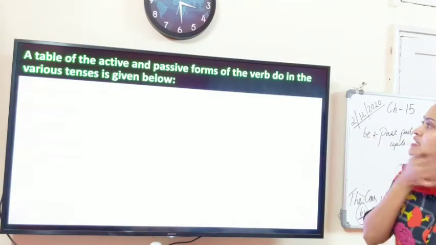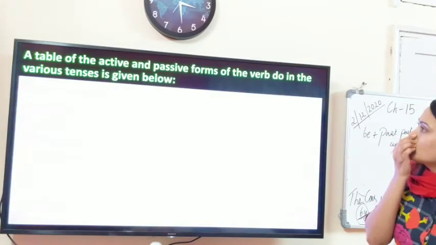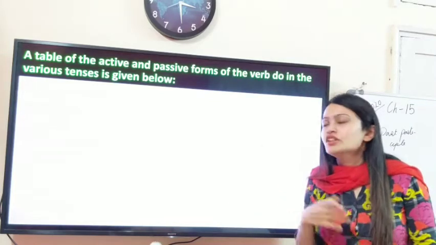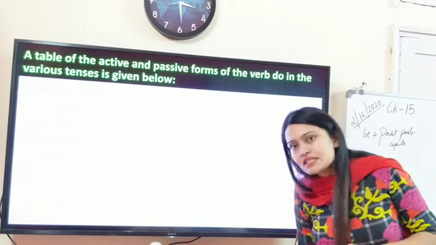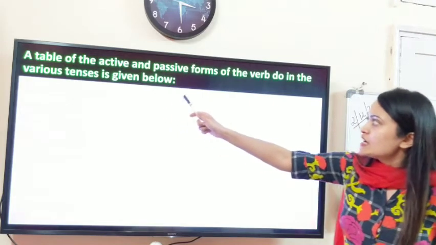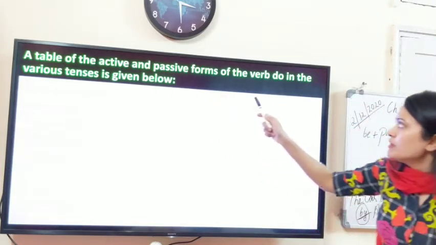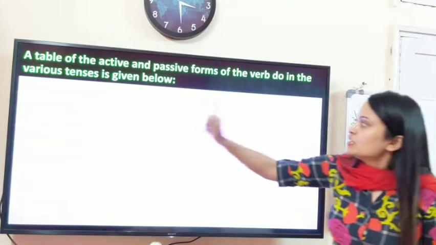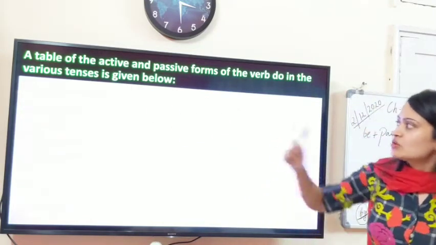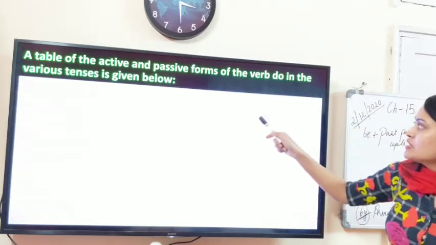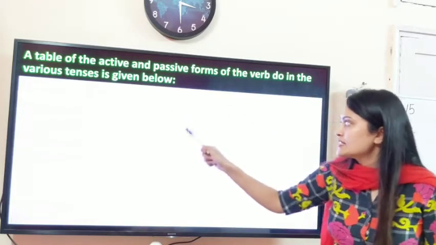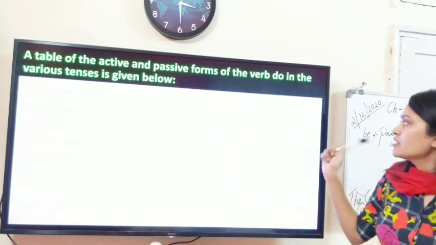Now this table, a table of active and passive form of the verb do in the various tenses, is given below. This table, just go through it again and again, children. The more you go through it, you will make lesser mistakes in changing the active to passive voice. Okay, so he does it, in the simple present, will become it is done by him. He is doing it. We will not change the tense, you know. He is doing it. It is being done by him. Present perfect, this is also present perfect. He has done it. It has been done by him.